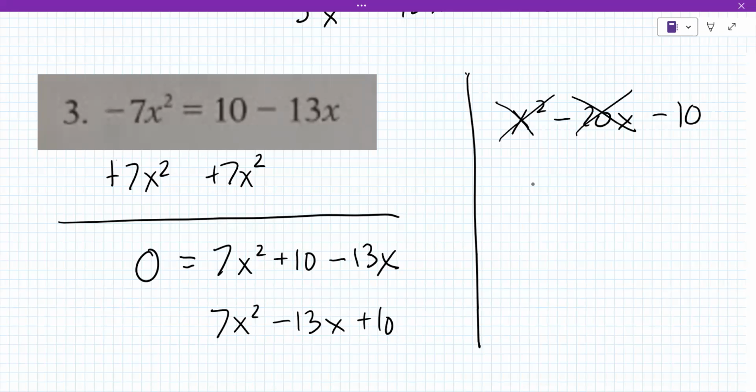But then we want the 0 on the left or the right? The right. That's correct. So we're just going to move that 0 over there to the right.